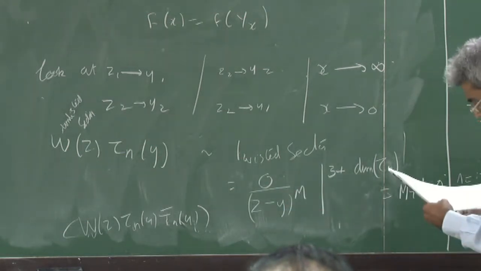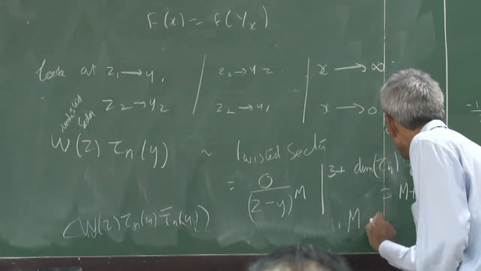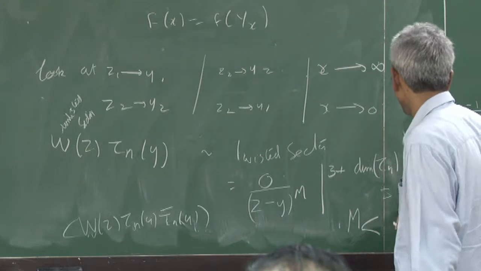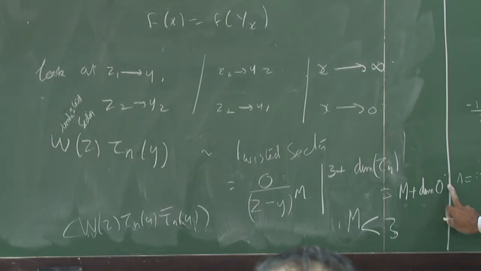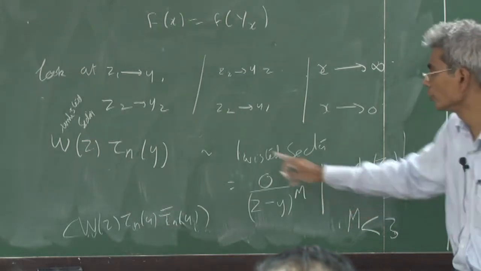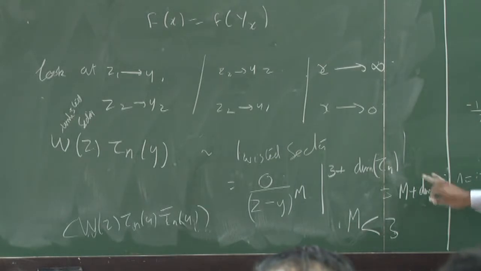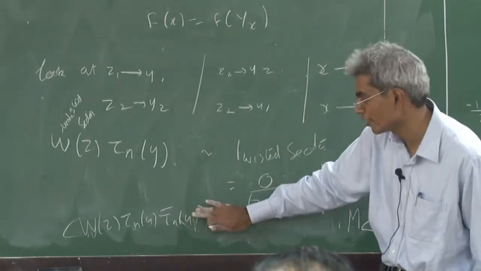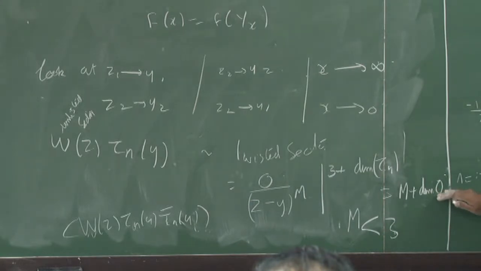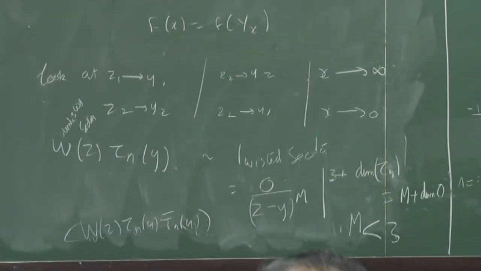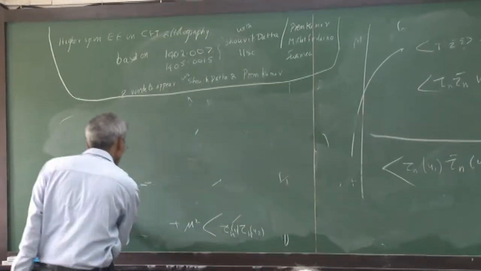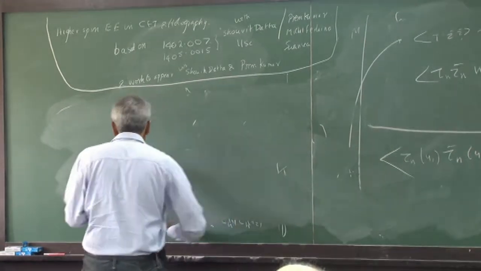Now we know that m has to be less than 3. The reason is that the dimension of O has to be bigger than that of the twist operator, because the ground state is the twist operator. So the dimension of this operator has to be bigger than the twist operator. If this is bigger than this, m has to be less than 3. I hope that is clear. So if m is less than 3, the next thing is m is an integer.